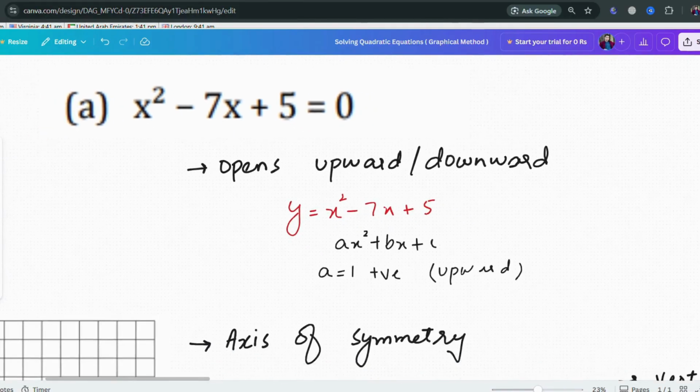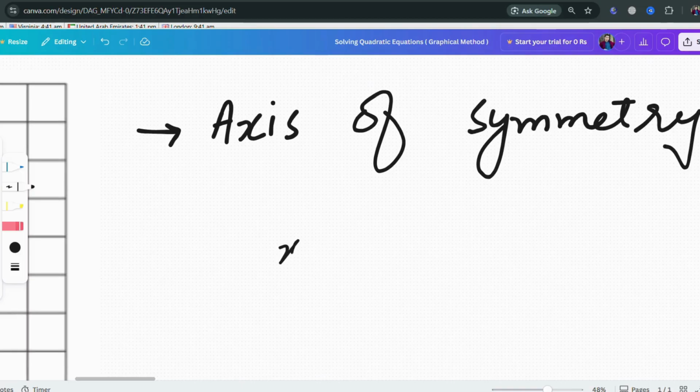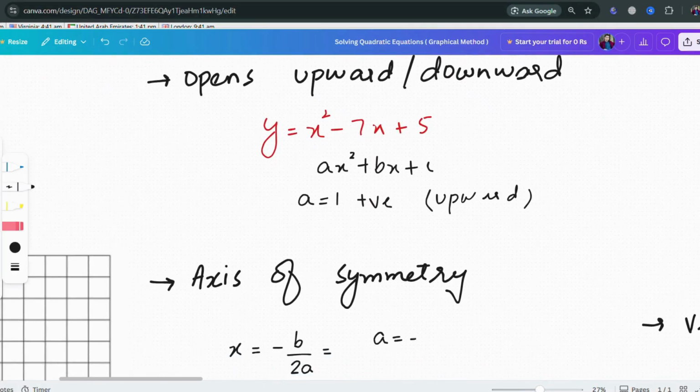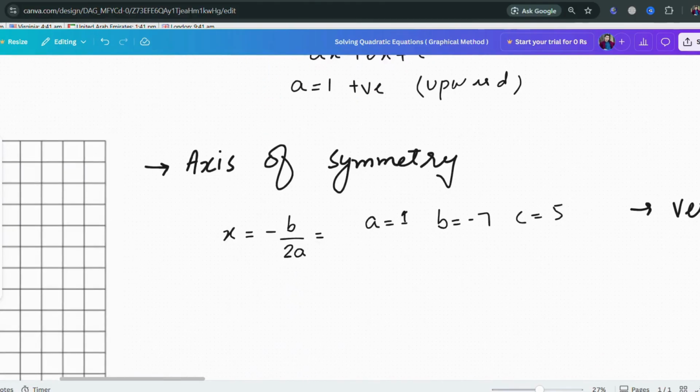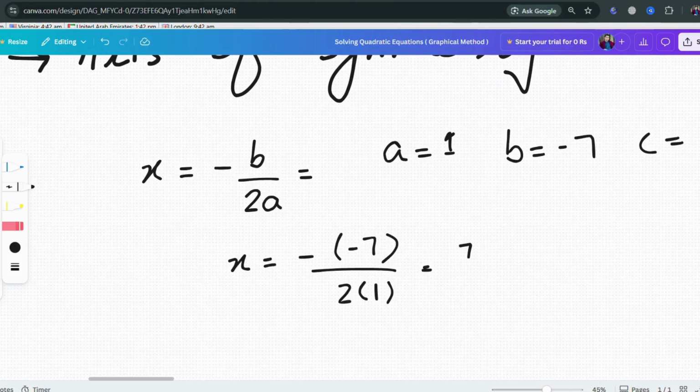Now I will be moving towards the second part, which is called the axis of symmetry. The axis of symmetry is equivalent to x equals minus b over 2a. In this, we will be putting our values. As you can see from the top, a is equivalent to positive 1, b equals negative 7, and c equals 5, right? So we put those values into the equation, which is minus into minus 7 divided by 2 into 1. After solving it, it will be 7 divided by 2, and if I divide 7 by 2, I will get 3.5.